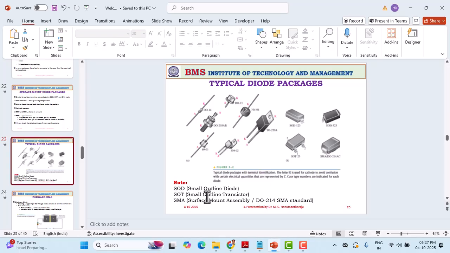SOT stands for small outline transistor, though it is a package for a diode. Traditionally, the name was given as SOT. So even for diodes, we use SOT as a package standard. And SMA, we already said that it is a surface mount assembly. The diodes are named in the way like DO-214, and this is an SMA standard. This is the code given by the manufacturer, 214, for the different types of devices they manufacture.